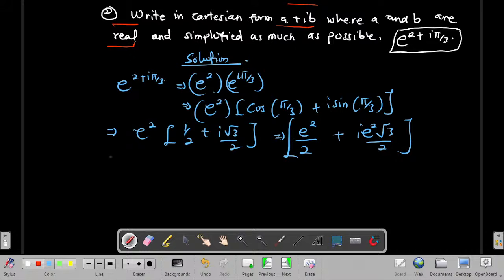So what is a? a is simply equal to e squared out of 2, and b is simply equal to the coefficient of i, which is e squared square root of 3 all out of 2. And that is simply the answer for this problem.